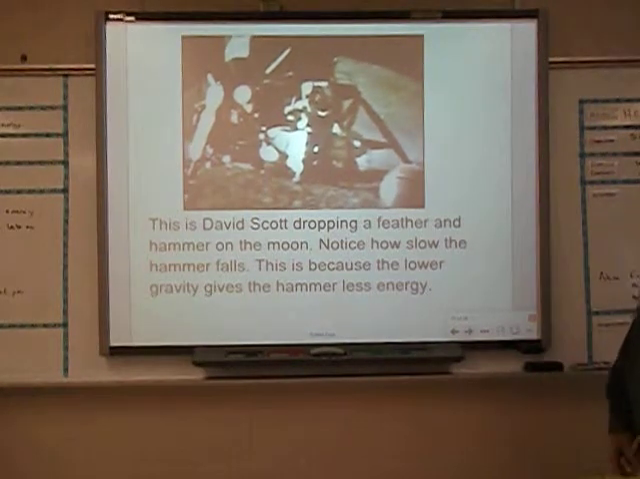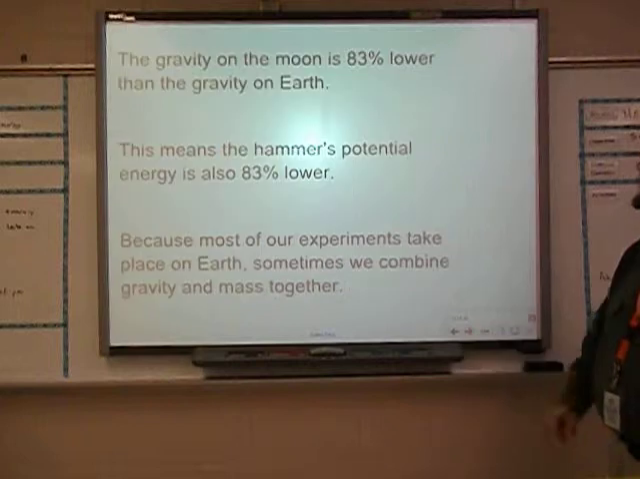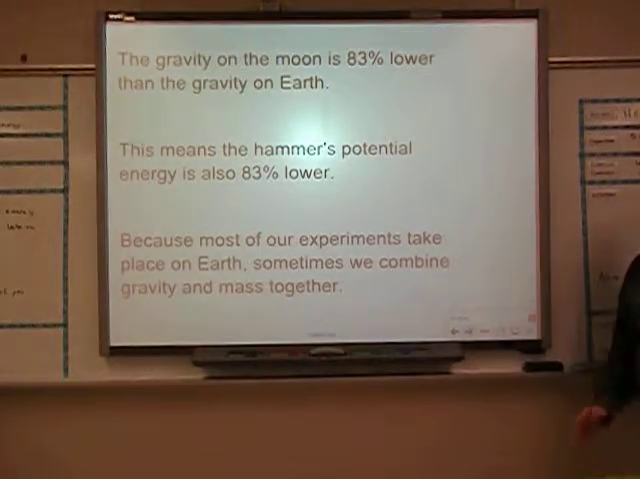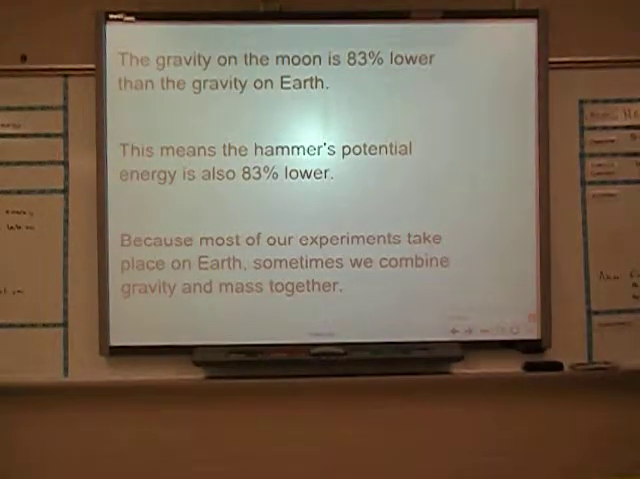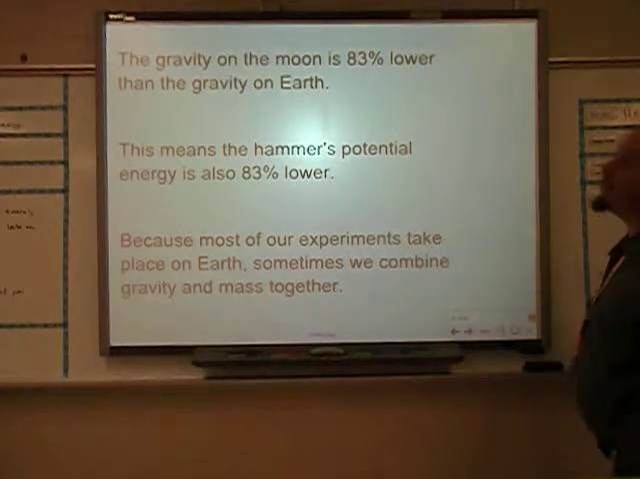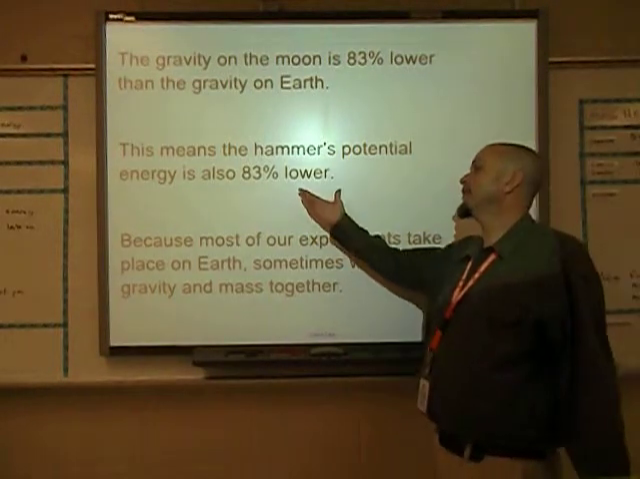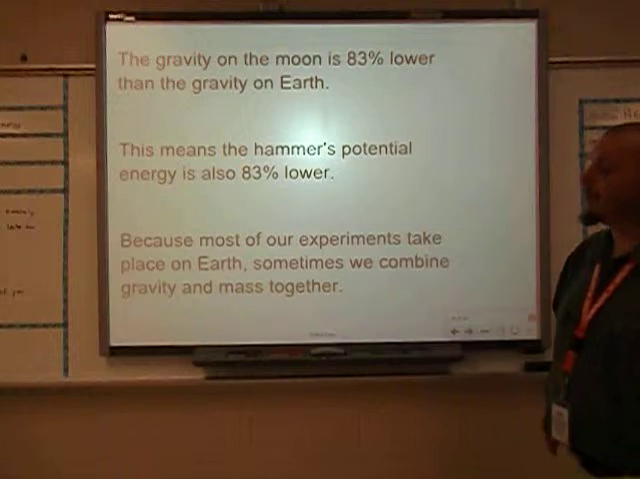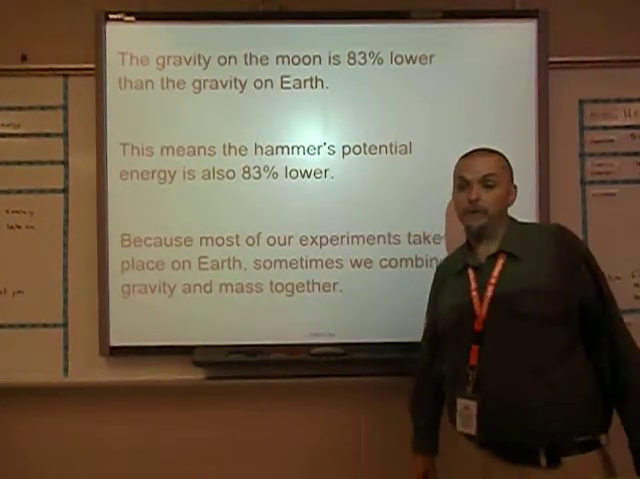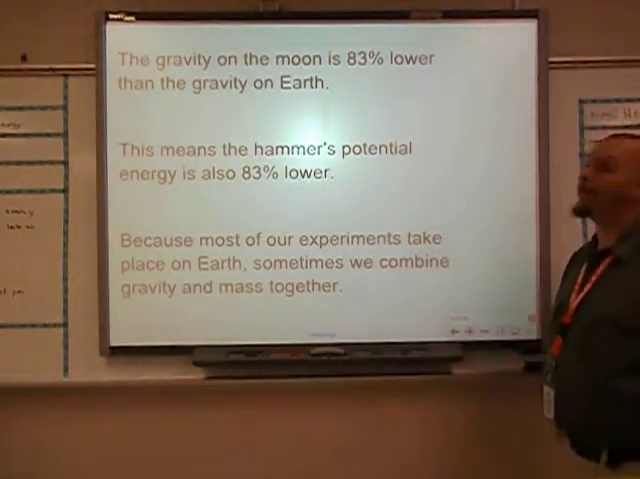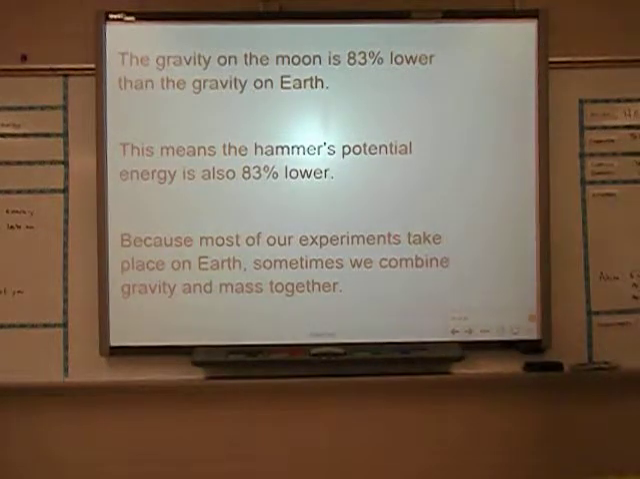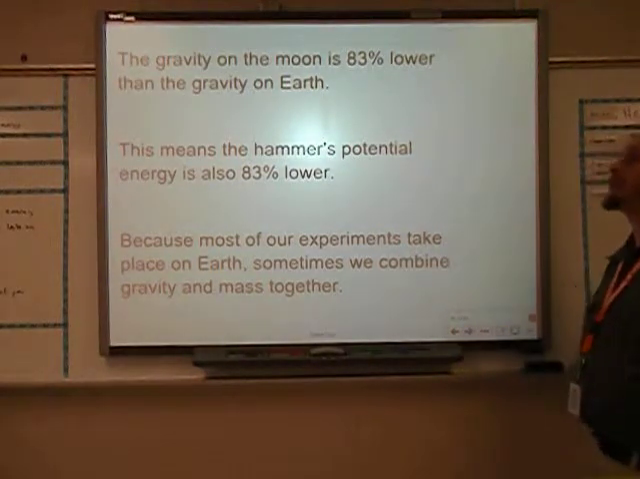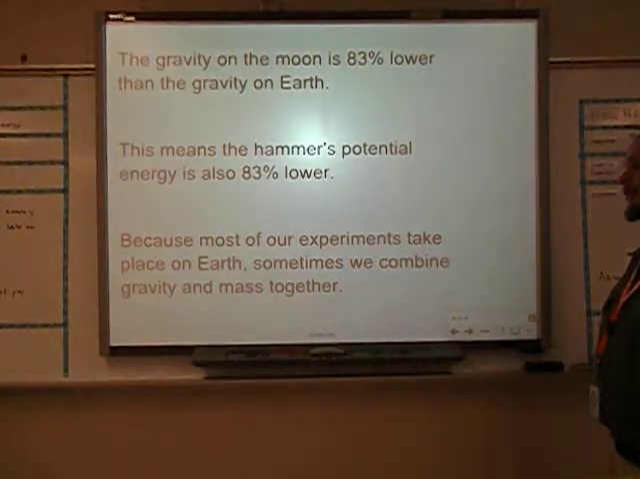And the reason for that is the gravity's less on the moon. It's about 83% lower on the moon than it is on Earth. And because that gravity is 83% lower, the potential energy is 83% lower. So even if this thing hit your toe, it wouldn't hurt nearly as bad as what it does on Earth because it has 83% less gravitational potential energy than it does on Earth.